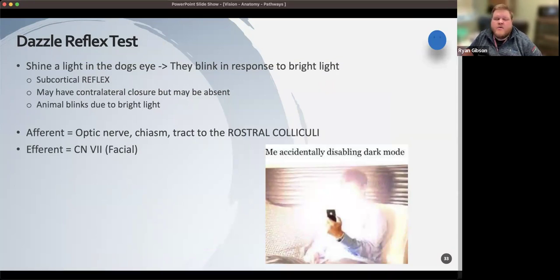And so if they dazzle, that is a great way to test if that rostral colliculus is working. Also a great way to tell, is light getting in through the optic nerve and the chiasm, and is cranial nerve 7 working? Because you need 7 to blink.